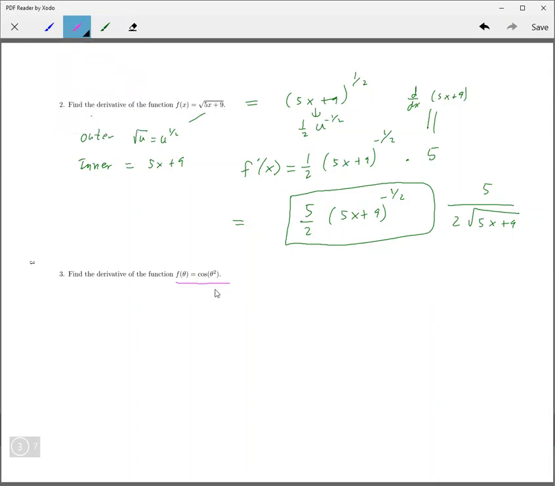Okay, let's take a look at number 3. We have f of theta equals cosine of theta squared. So theta, just treat that like an x. And cosine is the outer, theta squared is the inner. Okay, so if you just had cosine u, the derivative of cosine u would be negative sine u. Okay, but instead of u, we'll put theta squared in. And then multiply by the derivative of the inside, which is 2 theta. Okay, so you're going to get negative 2 theta sine of theta squared.